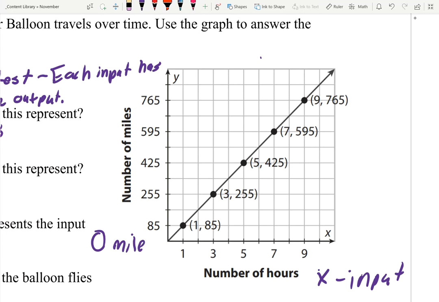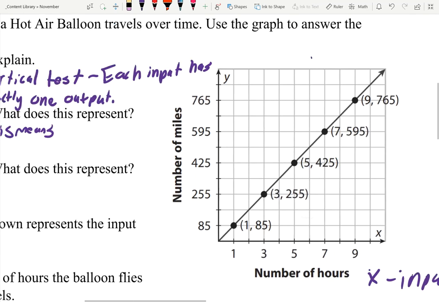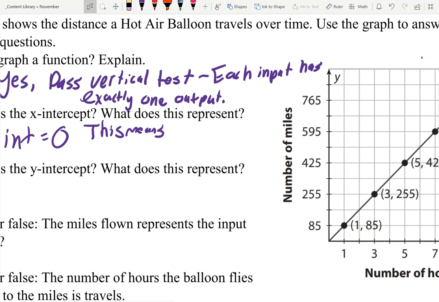So the x-intercept is at 0, indicating that the hot air balloon is on the ground at time 0, or the hot air balloon is on the ground at the beginning. This means hot air balloon on ground at beginning. Okay. All right. I don't know how to spell words.